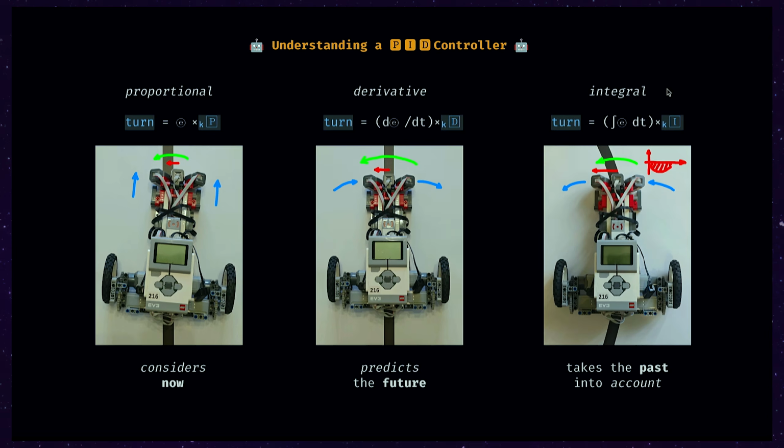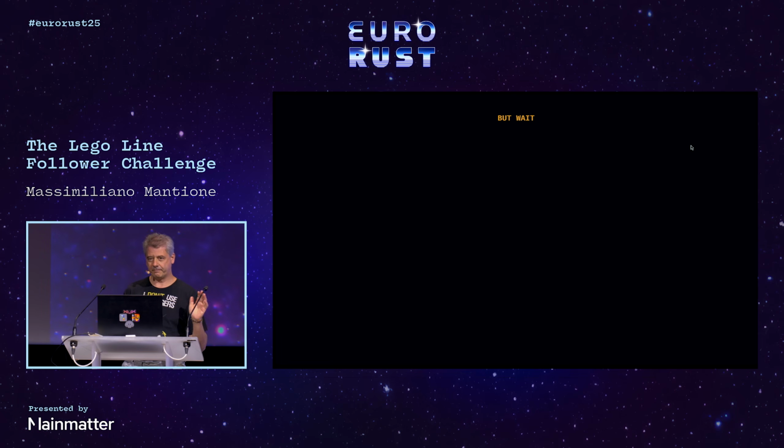So the idea is that in a PID controller, you put everything together, the proportional, the derivative, the integral, and sum them. The proportional considers now, the derivative predicts the future, and the integral takes the past into account, and everything works together to actually make the robot run properly. And that's fine, but wait, what about Rust?